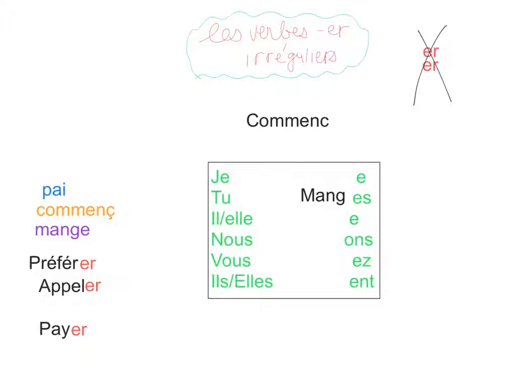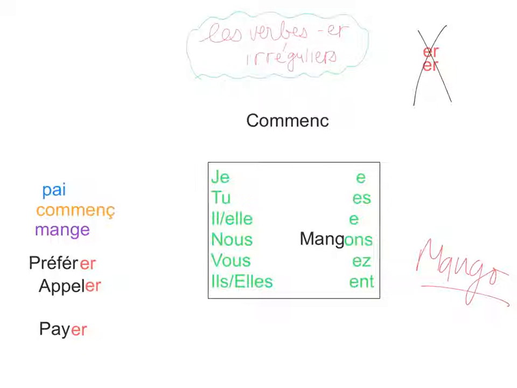Je mange, tu manges, il, elle mange, nous mangeons, vous mangez, il, elle mange. So what did you just notice? You realize that with nous, we have nous mangeons. Think about the sound g, as in mango, right?